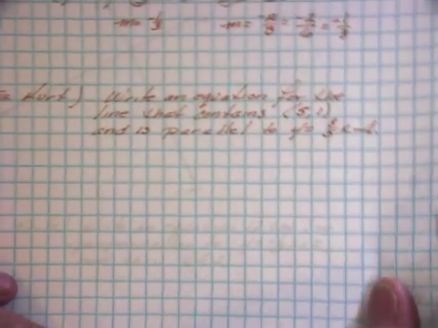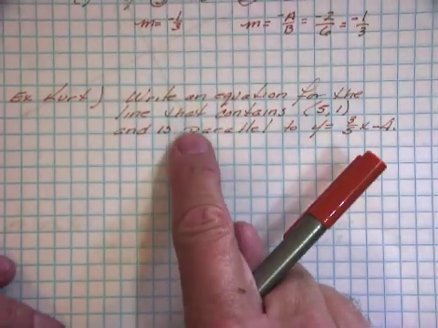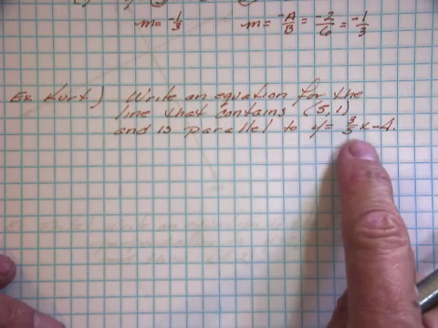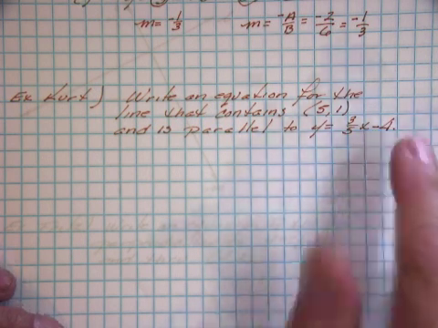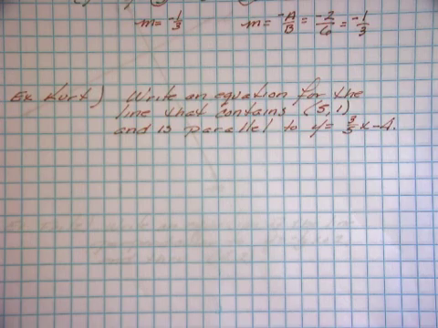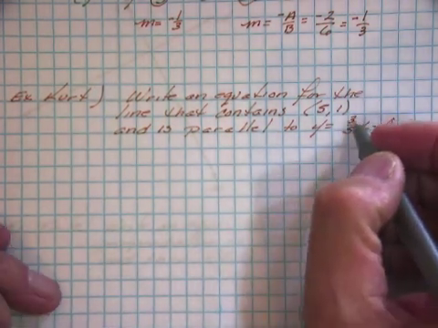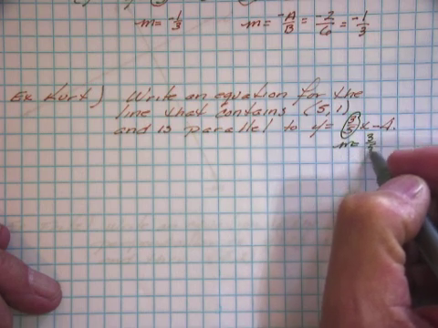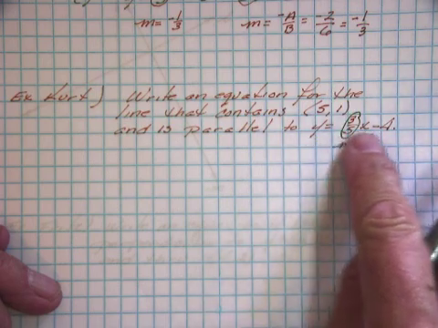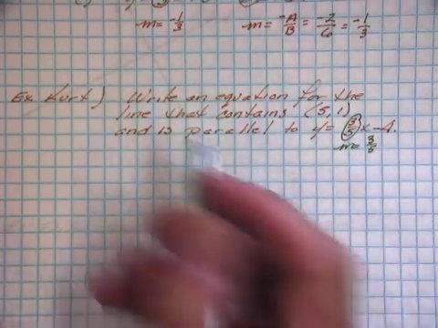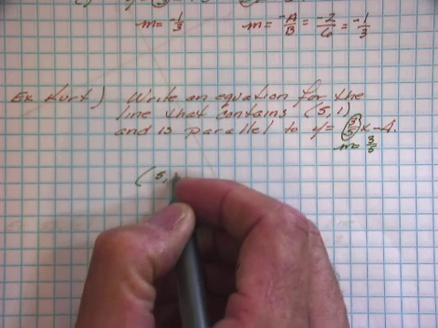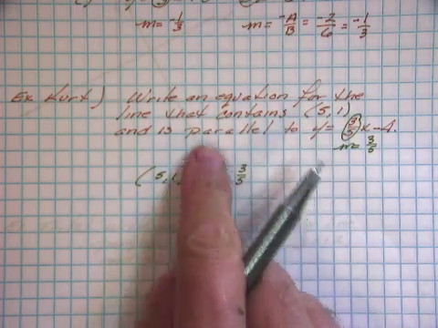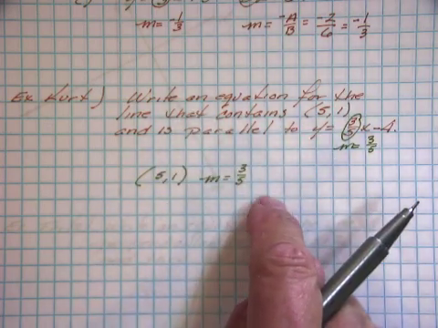Now, let's get into some of the meat on this. Write an equation for the line that goes through (5, 1) and is parallel to y equals 3/5 x minus 4. The only thing that I need from the equation is that slope, m equals 3/5. Any line that's going to be parallel to this has to have that slope. So now I've got a point, (5, 1), and a slope equal to 3/5.